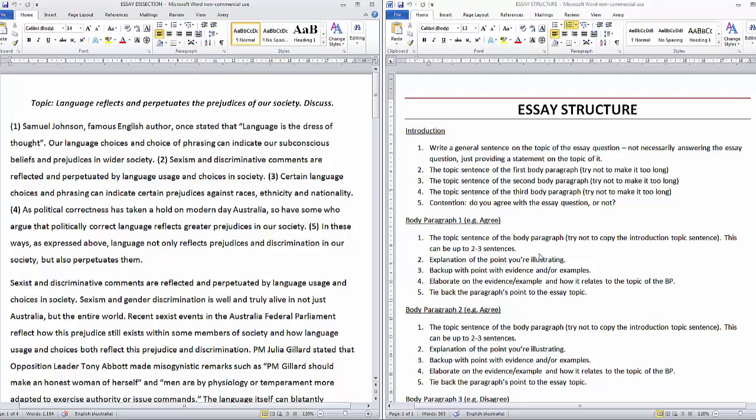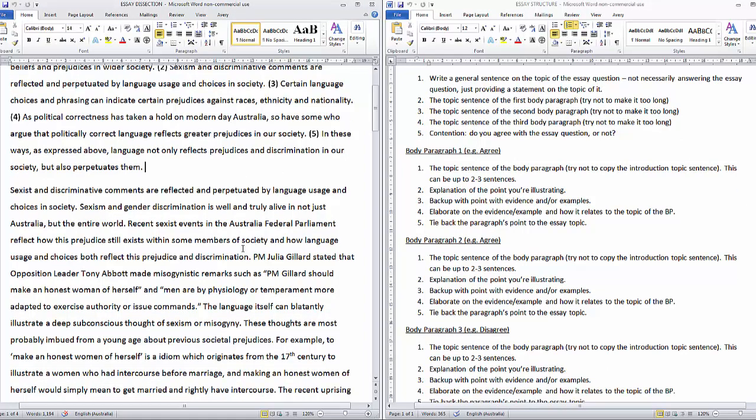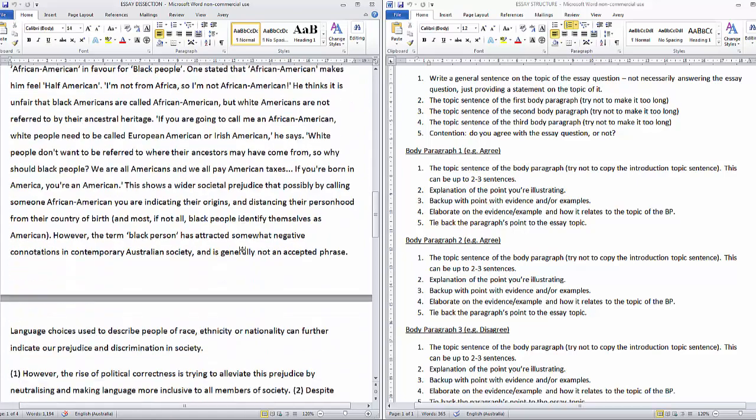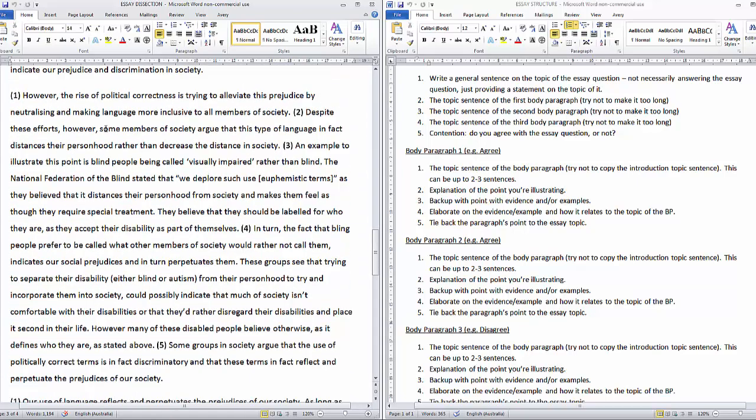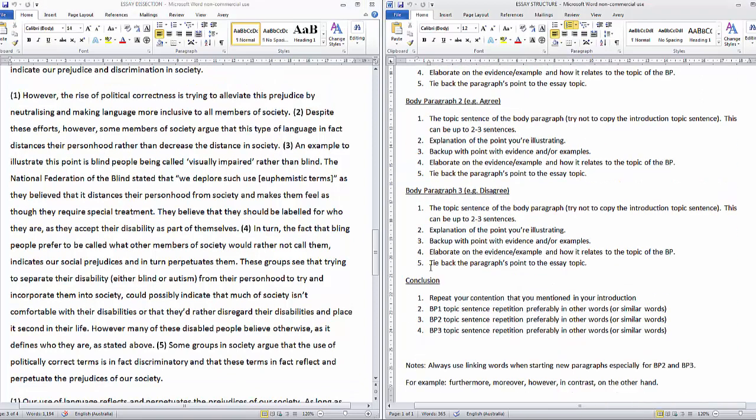So we're now going to analyze a body paragraph. So for the purpose of this, we're going to go down to the last body paragraph here. Body paragraph 3. Now in this case, I'm using disagreement. So let's see if this actually corresponds. The first part of your body paragraph 3 is the topic sentence of the body paragraph. So what's the topic sentence? However, the rise of political correctness is trying to alleviate this prejudice by neutralizing and making language more inclusive to all members of society. So that's the topic sentence.